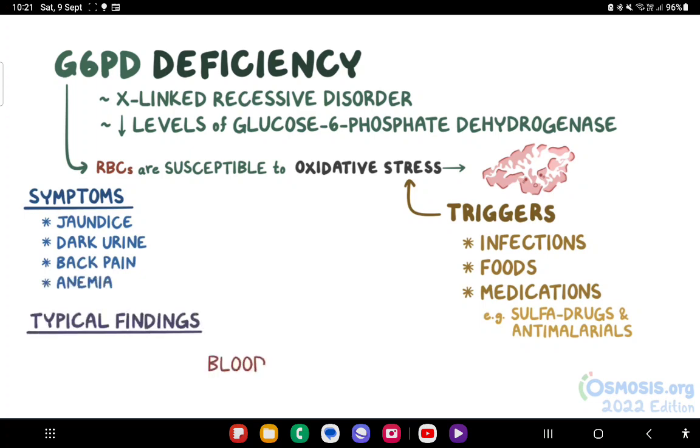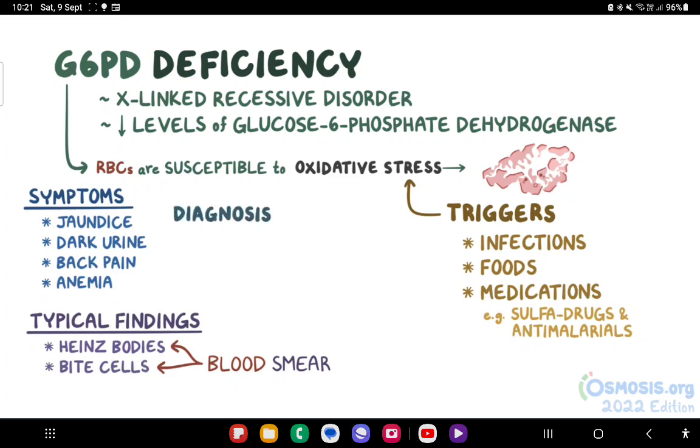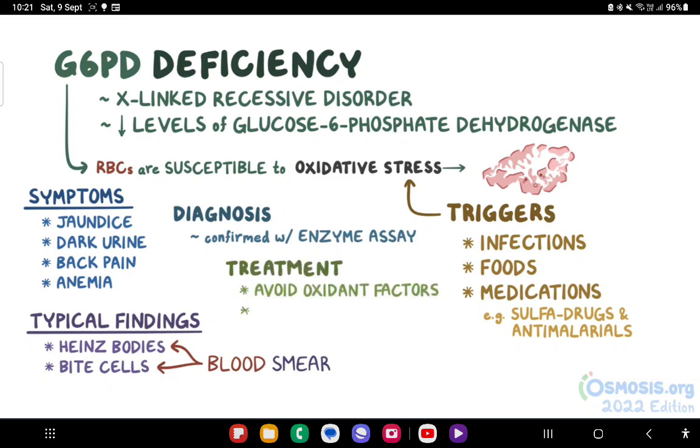Typical findings on the blood smear are Heinz bodies and bite cells. Diagnosis can be confirmed with an enzyme assay. The mainstay of treatment is to avoid oxidant factors, but a transfusion might be needed if the hemolysis is severe.